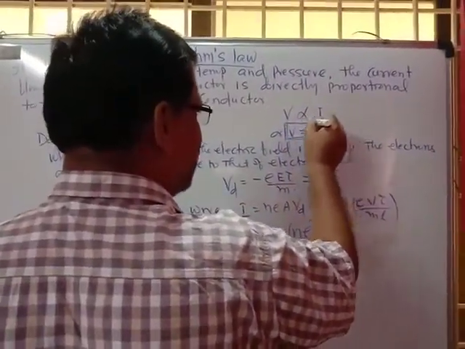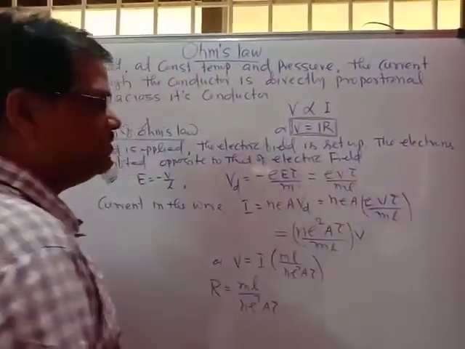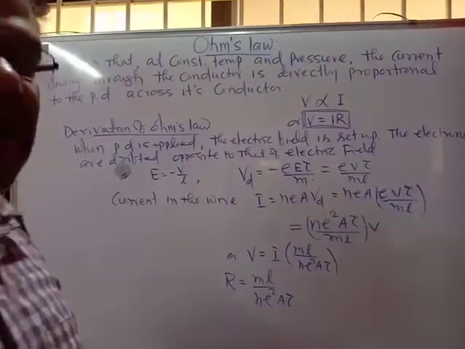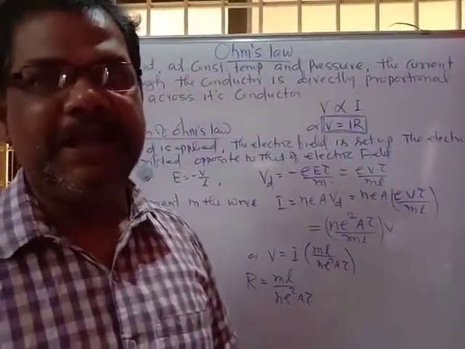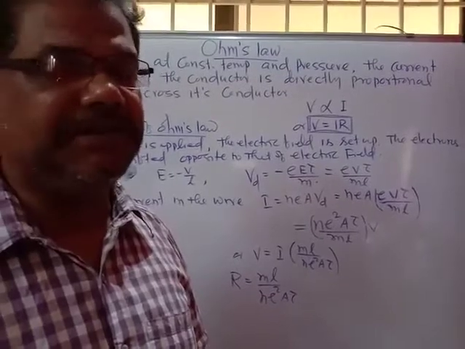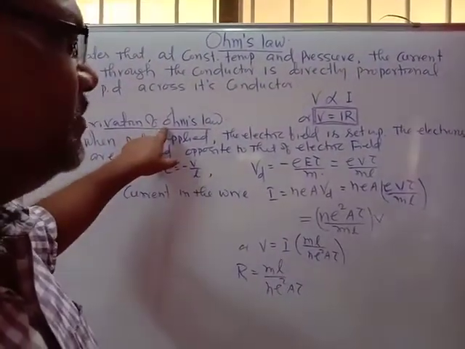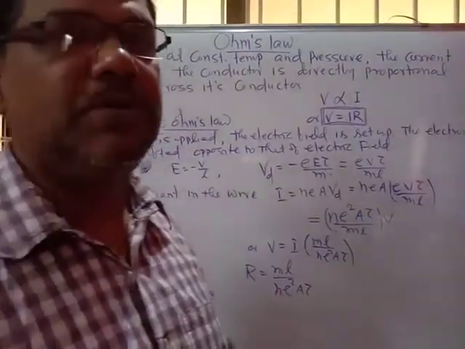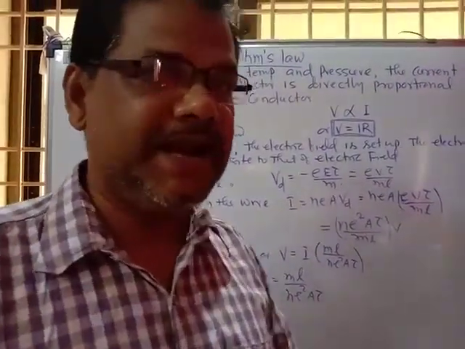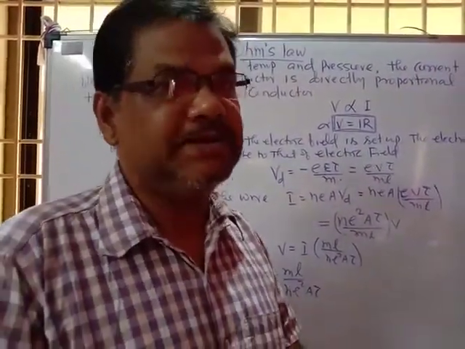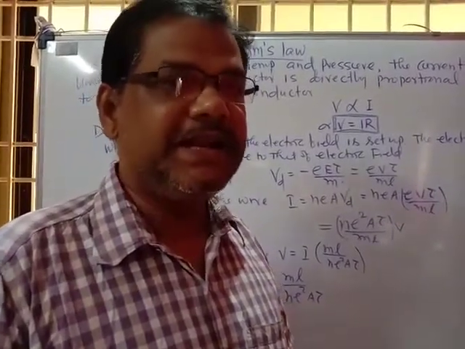So how this resistance term R will be expressed in terms of relaxation time and the drift velocity, that is the derivation of Ohm's law. How to derive Ohm's law? Because you know that whenever a potential difference is maintained at the two ends of the conductor, an electric field is set up.